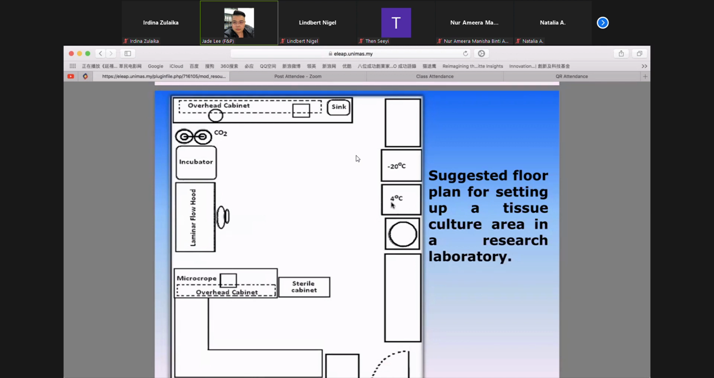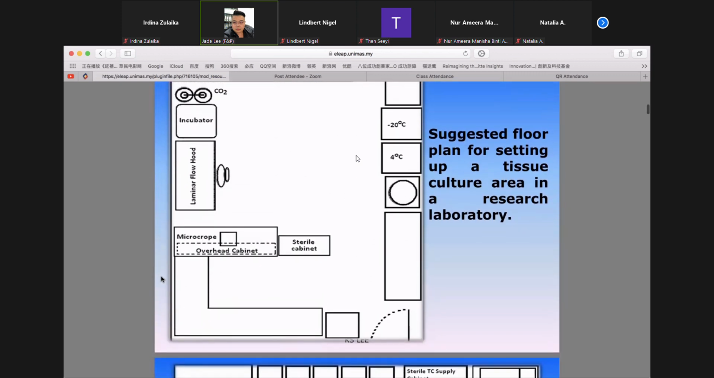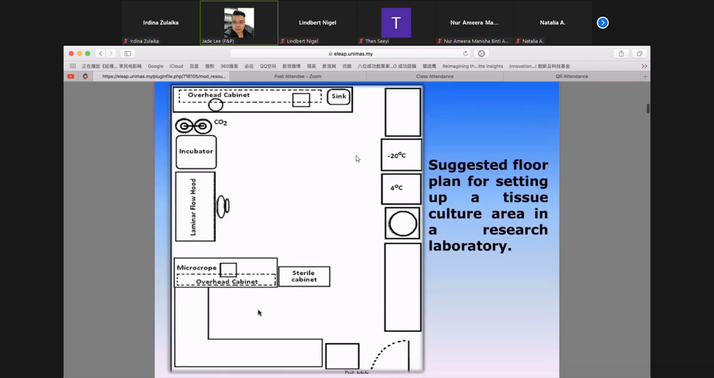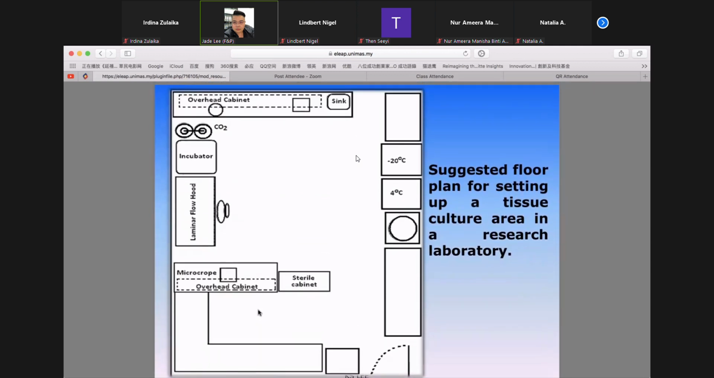You should also have the overhead cabinets here and the sink for you to do some washing. This overhead compartment could also be the preparation area. So this is a very basic floor plan for setting up a basic tissue culture lab. Is that clear?